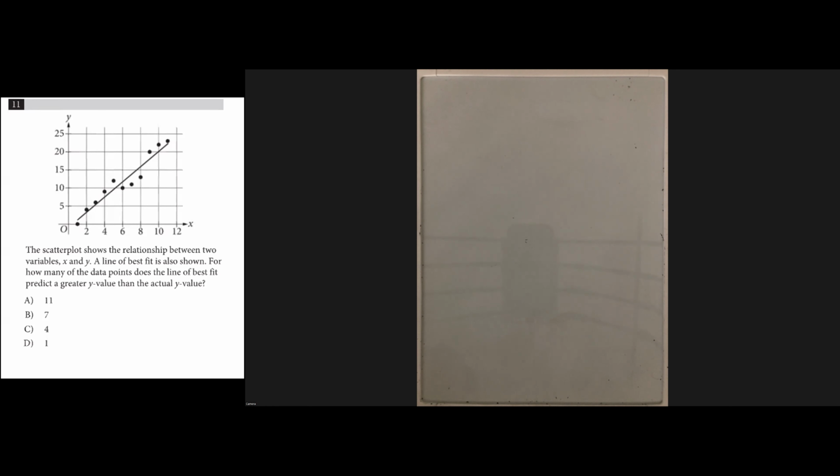And so if you look at the graph, there are 4 points which are below the line of best fit at approximately 1, 6, 7, and 8 on the x-axis. So the answer here would be C. There's 4 points that are below the line of best fit.